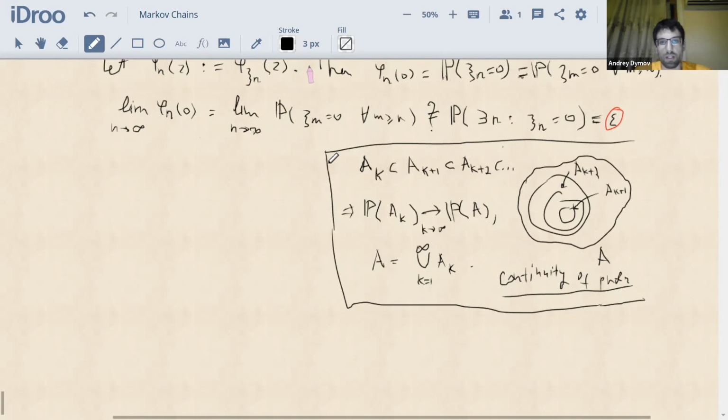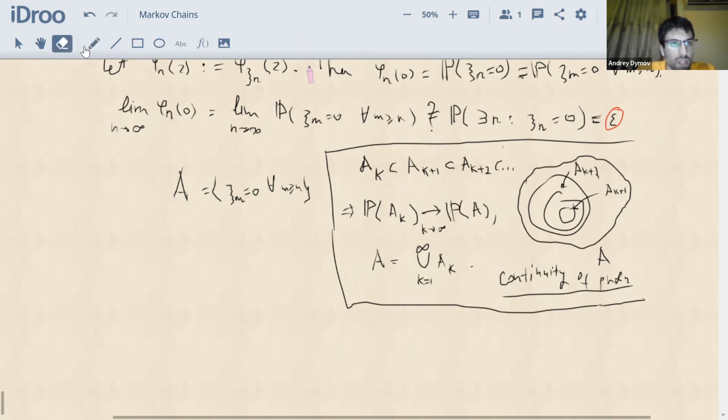Okay, so let us note that in our problem, for A m, we can take the event that psi m equals 0 for any m more than or equal to n, but this will be A n, right? And indeed, you see that these events, the previous is included in the next one. Oh, it is not included. Let us think. Wait. Or the other way.